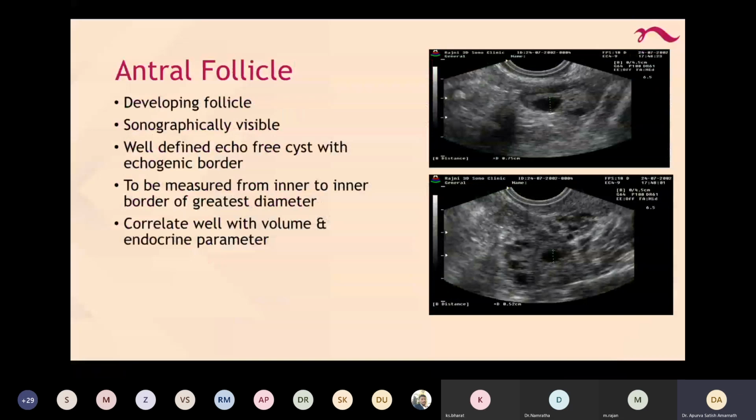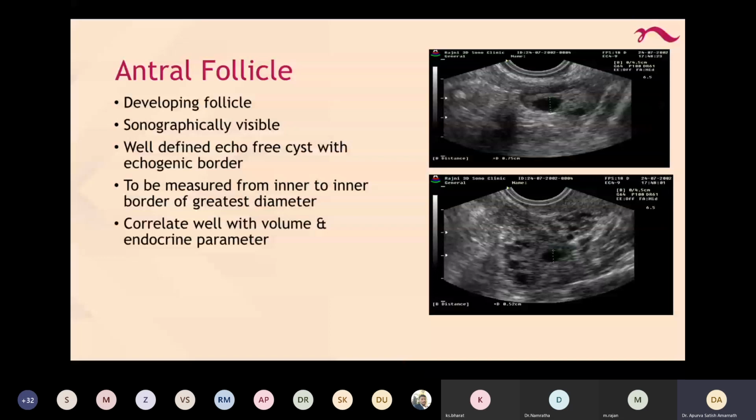The second thing that we would be looking at is the ovaries, especially for the antral follicular count. So the antral follicle basically is the one which develops into the follicle and eventually will ovulate. These are sonographically visible. These look like well-defined echo-free cysts with echogenic borders. These are to be measured from the inner diameter to the inner diameter in the greatest diameter. And this usually correlates well with the volume and the endocrine parameters that we would be measuring.